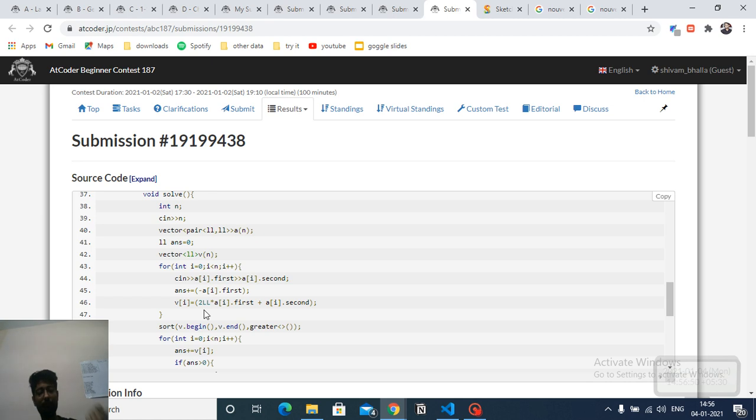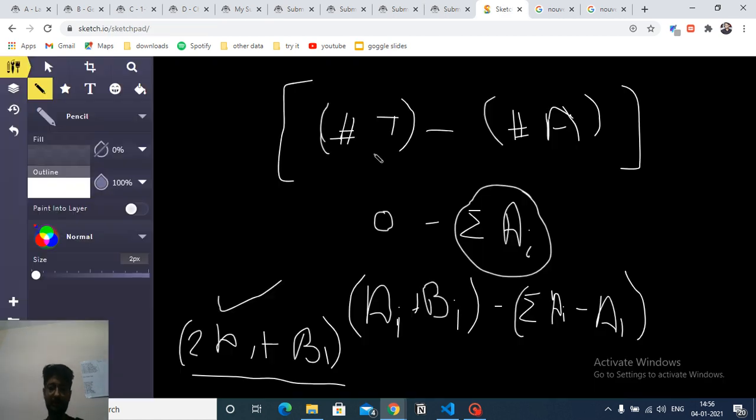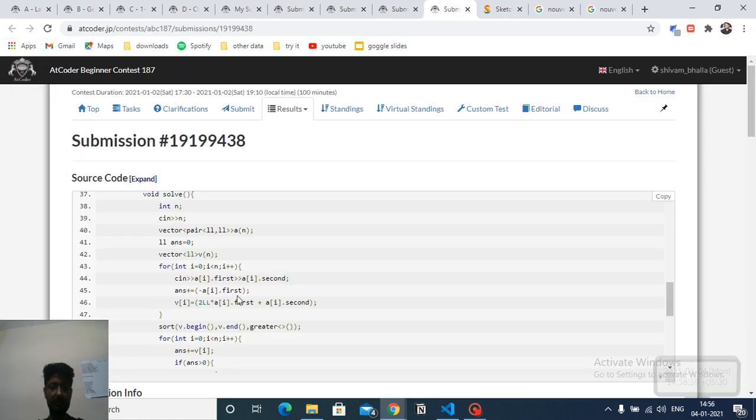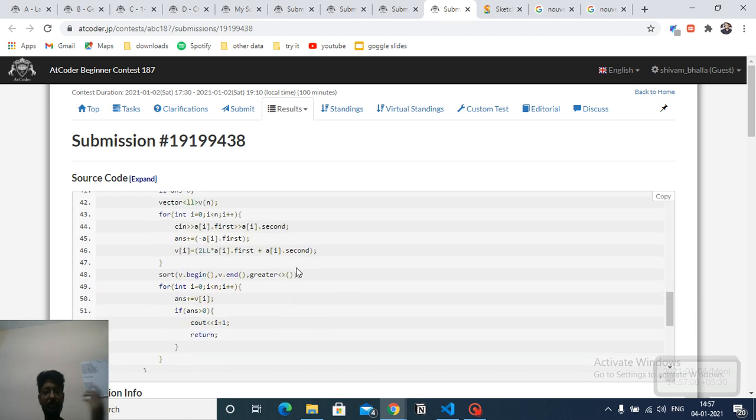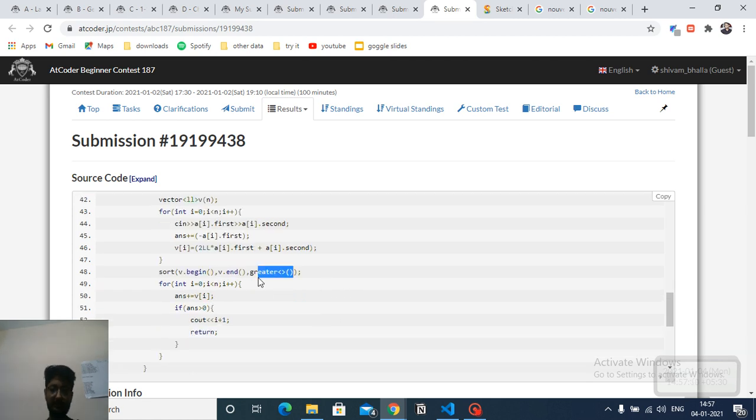And the total V of I, which we have to sort, because the total benefit of giving a speech to everyone will be 2 of AI plus BI. So this is A dot first, which is AI, and this is BI, and we just twice it, and this is the value of V. Now sort it from the greatest to the smallest. That's why I'm using this.